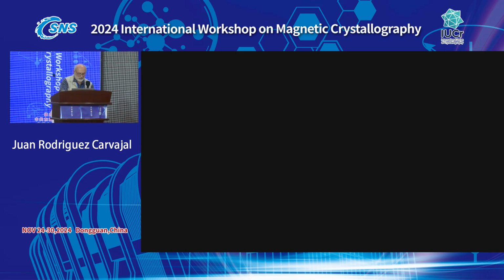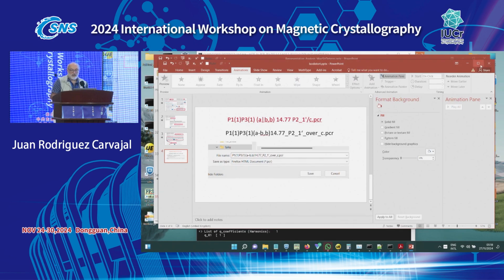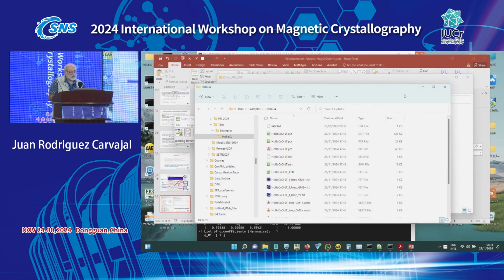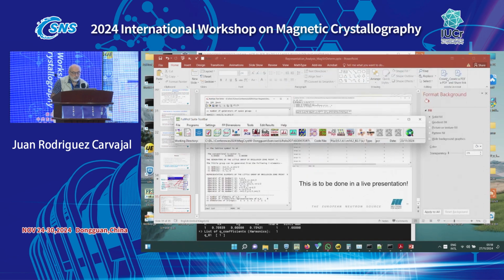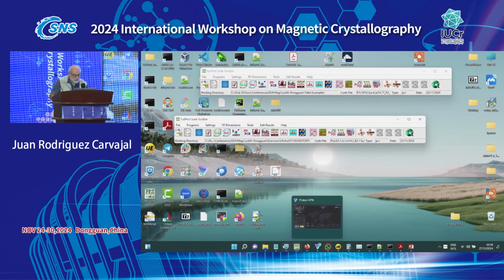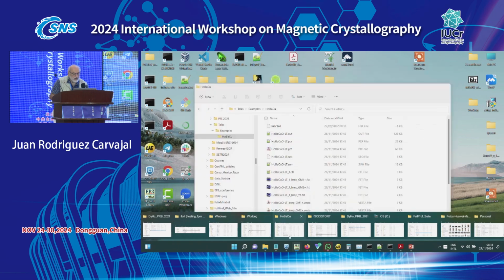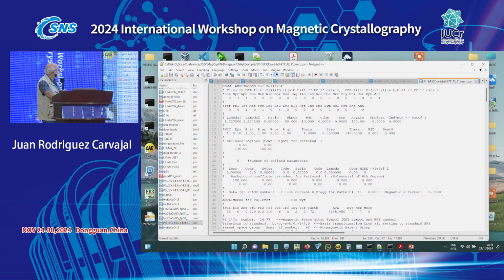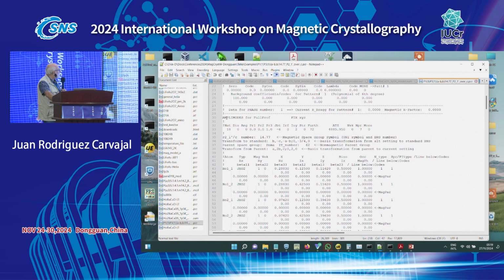Let me now show you how the PCR file is generated by IsoDistort. Oh, I don't know where I am now. Yes, the PCR file generated by IsoDistort. This is a template. It's not adapted to your calculations. It's just a template. The important part is this part.